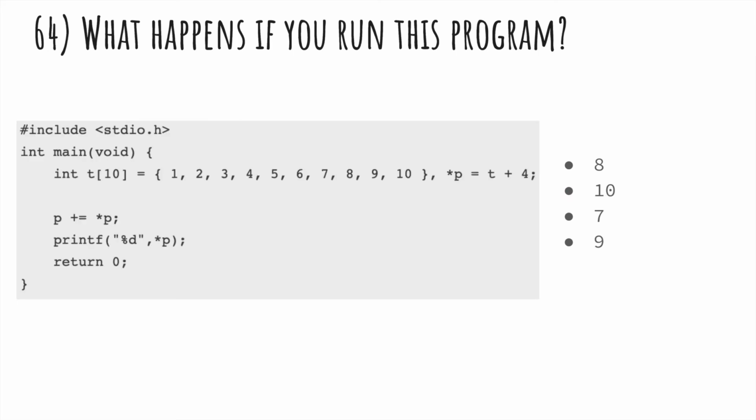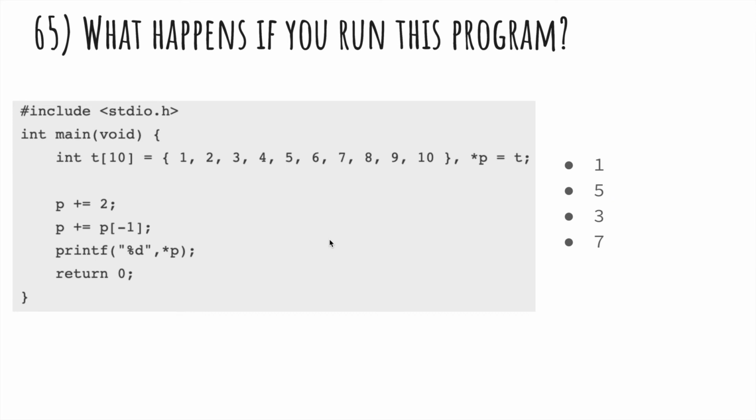In the next question, you have the pointer p equal to t, which is the start of the array, plus 4 places. So let's move it over 4 times. And then we're gonna have p plus equals star p. So move it over 5 times. So we'll get it to store the location of 10. Now when we dereference it, we get 10 as the answer.